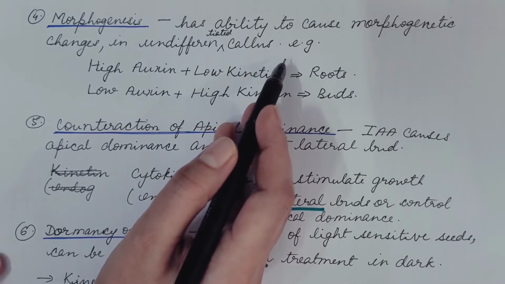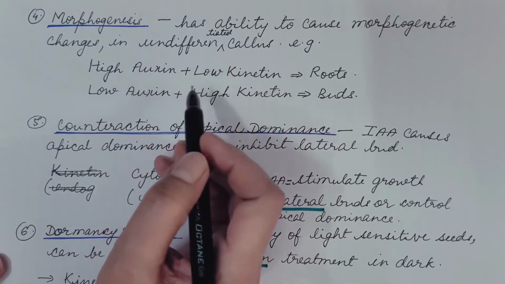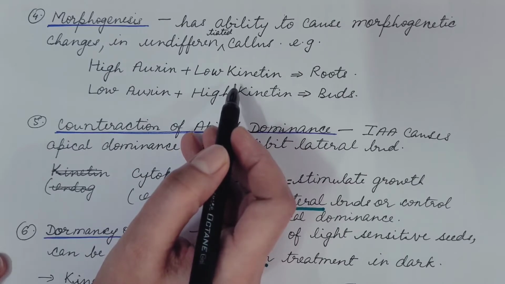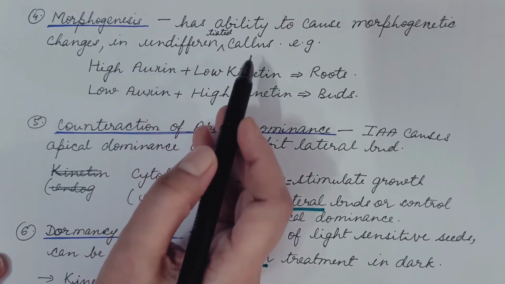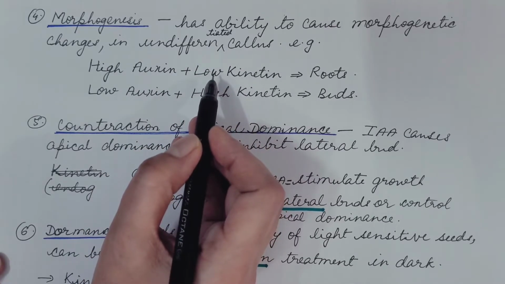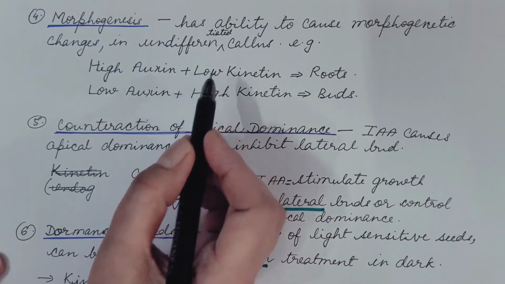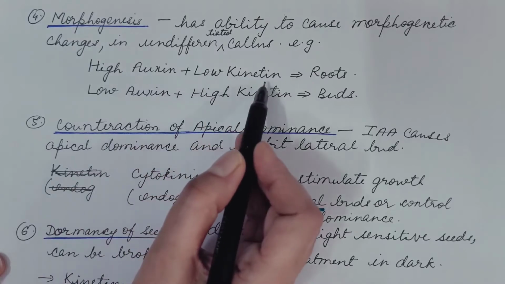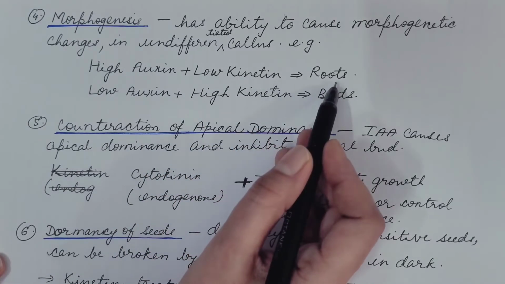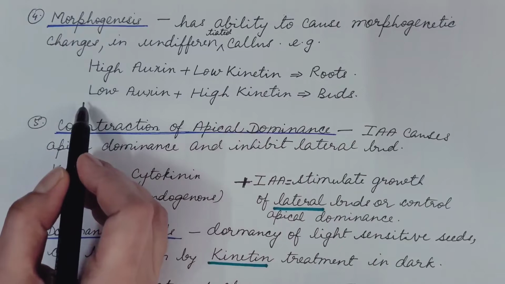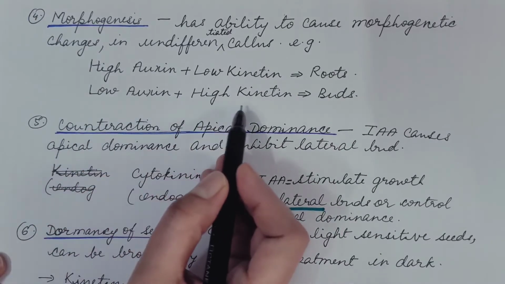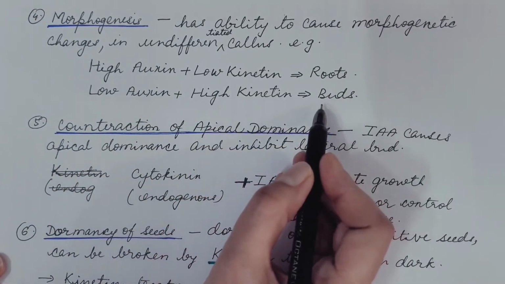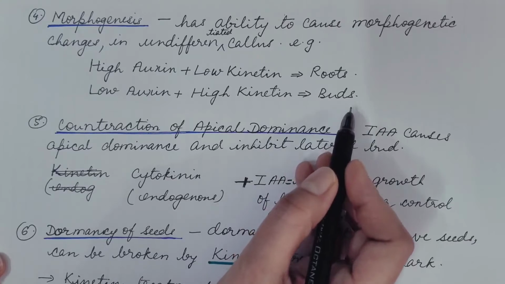That is, when certain concentration of auxin and kinetin is added to the undifferentiated callus, it causes the differentiation or development of different plant parts. Example, high concentration of auxin and low concentration of kinetin results in development of roots. Low auxin concentration and high kinetin concentration results in the development of buds.